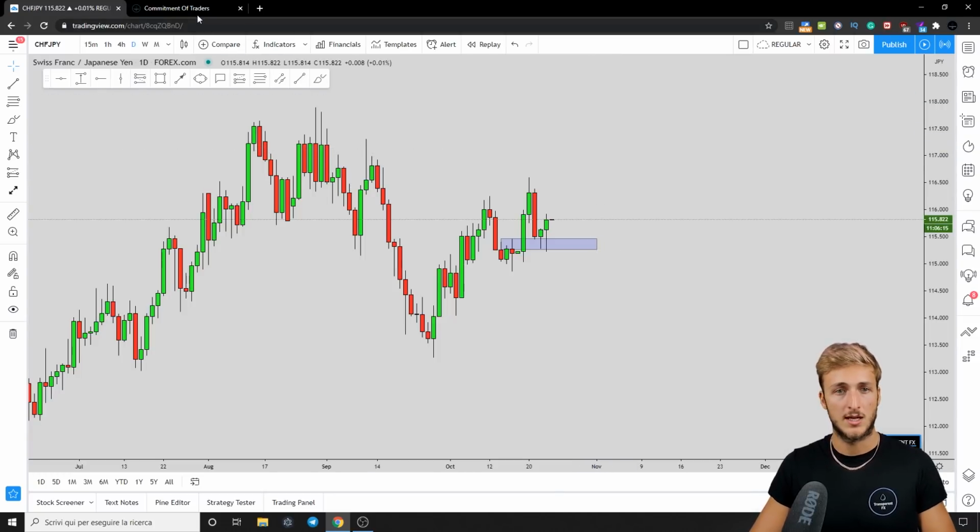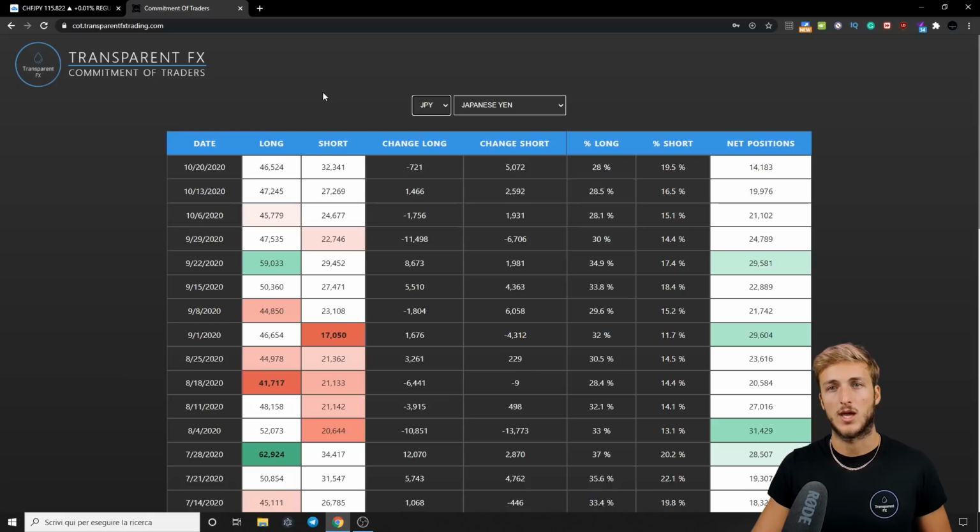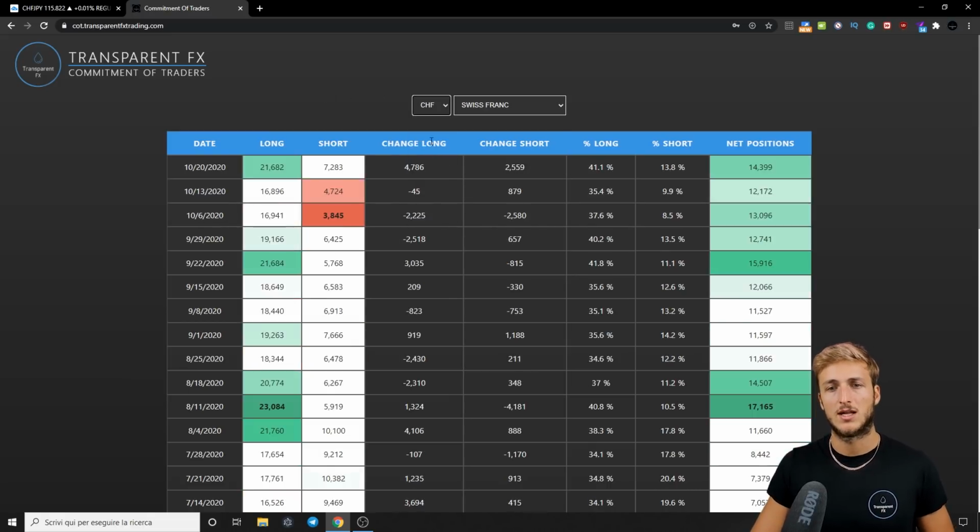But before I show you that, let's first go and give a quick check at what we have from a COT perspective on the CHF and on the JPY. Now let's start from the CHF.